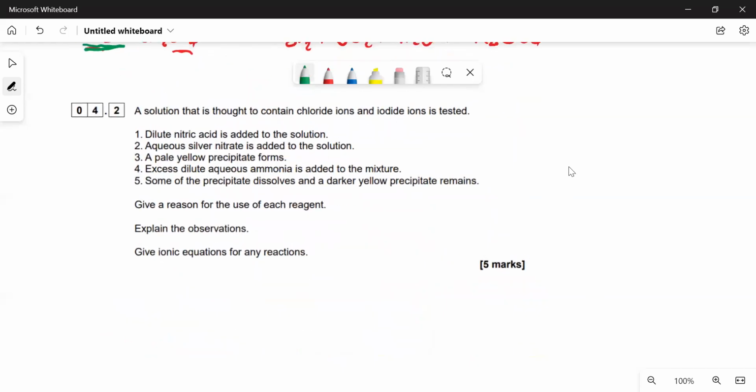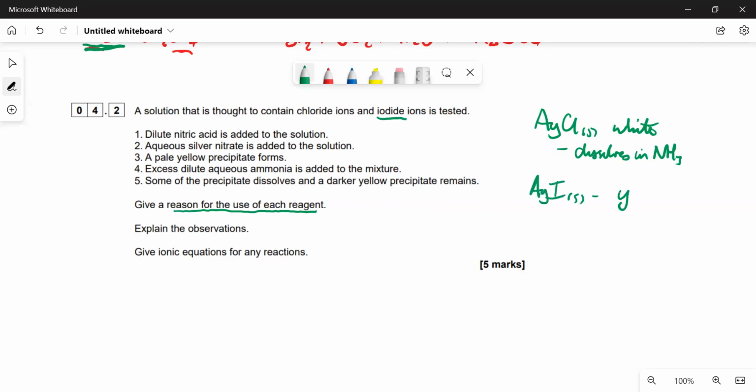Okay, more on the halides then. A solution that's thought to contain chloride ions and iodide ions is tested. It tells you what they do. Give a reason for the use of each reagent here. So what they're doing is adding silver nitrate. When you add silver nitrate, the chloride ions are going to give you AgCl solid. That's a white precipitate, and that will dissolve in dilute ammonia. Because you've got chloride ions and iodide ions, you're also going to get AgI forming as a solid, and that's a yellow precipitate that won't dissolve even in conc. ammonia. It won't redissolve.